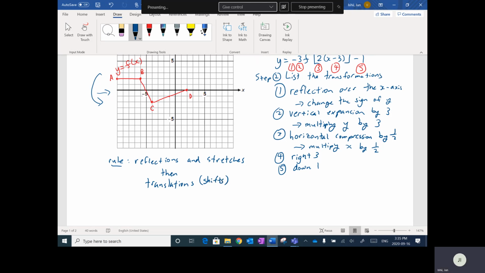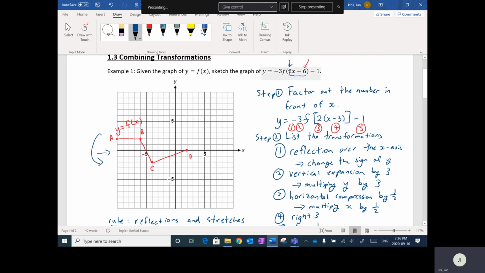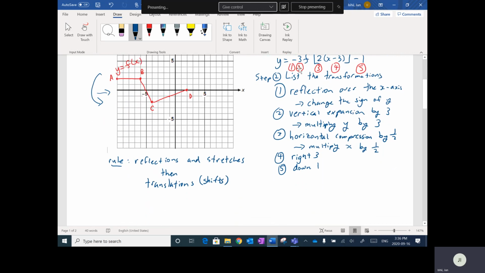So we got a bunch of things going on in this example. Unfortunately, I don't have that much space to work with, but I have a feeling I'm just going to keep scrolling up and down. But hopefully we can follow. Again, just to review what we've done so far. First step here is always factor out the number in front of the x. So pull out that 2, so that becomes x minus 3 in the brackets. Once you get this version of it, you're going to list off all your transformations. And then, as a rule, we need to do the reflection stretches first, and then the shifts.